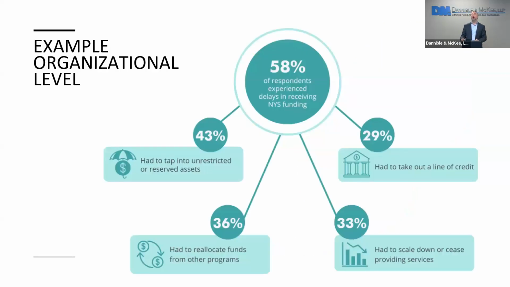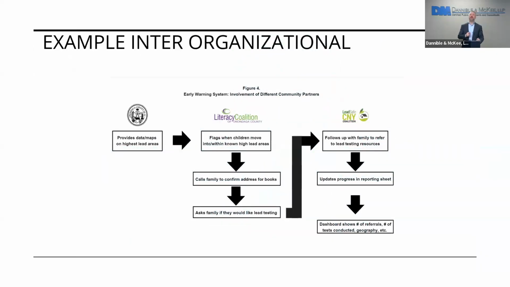Another one could be organizations that are having to delay funding or delay programs due to funding and things like that. So this would be another example. Are those the number of organizations that are having to scale down their services? Are those decreasing? All right, what does it look like for interorganizational?